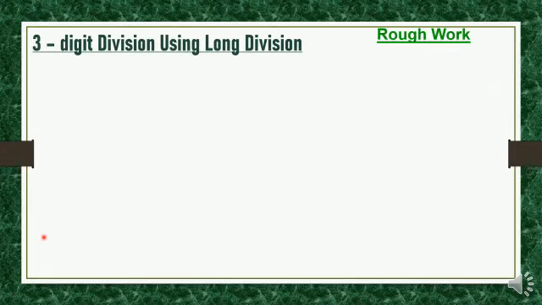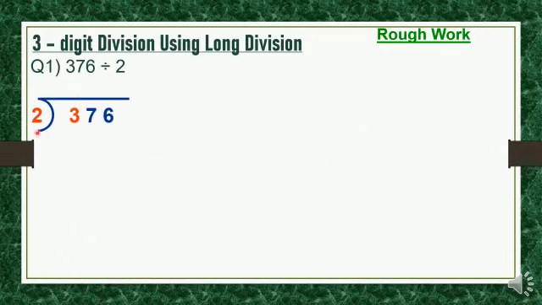Dear students, let's start the 3-digit division using long division method. So here we have a number 376 to be divided by 2. Let's write it in the long form. It will be 2 outside and 376 inside, which is the dividend inside and divisor 2 outside. So let's write the steps of long division, that is daddy, mummy, sister, brother.